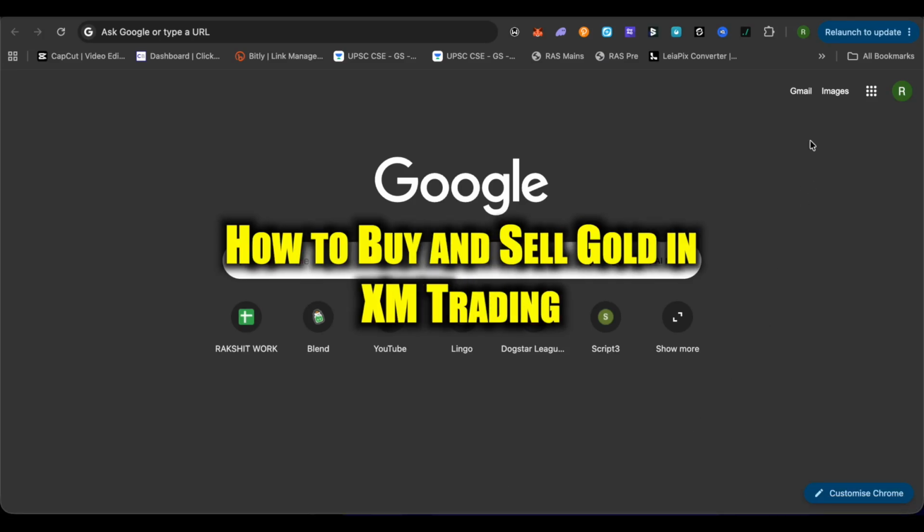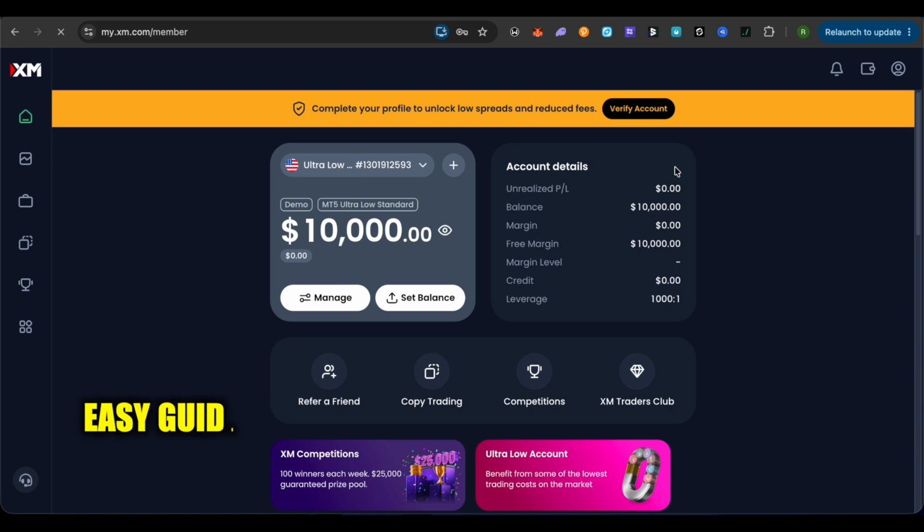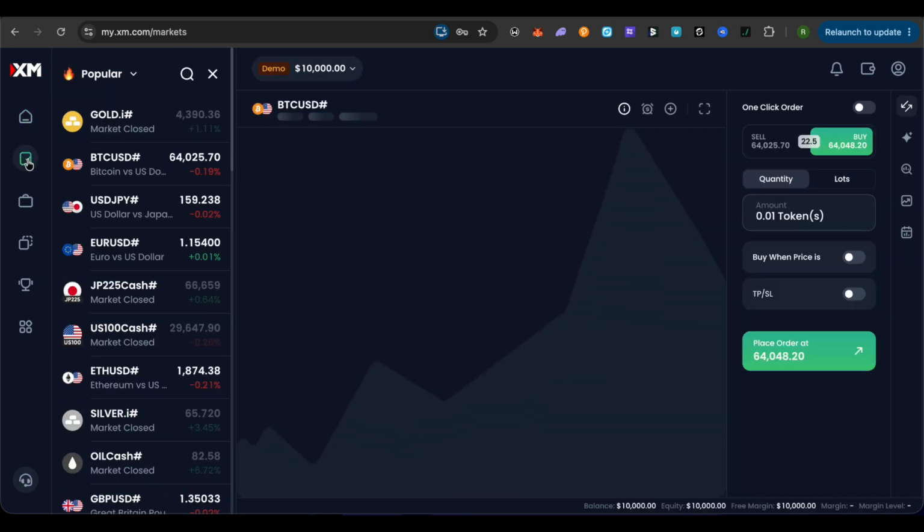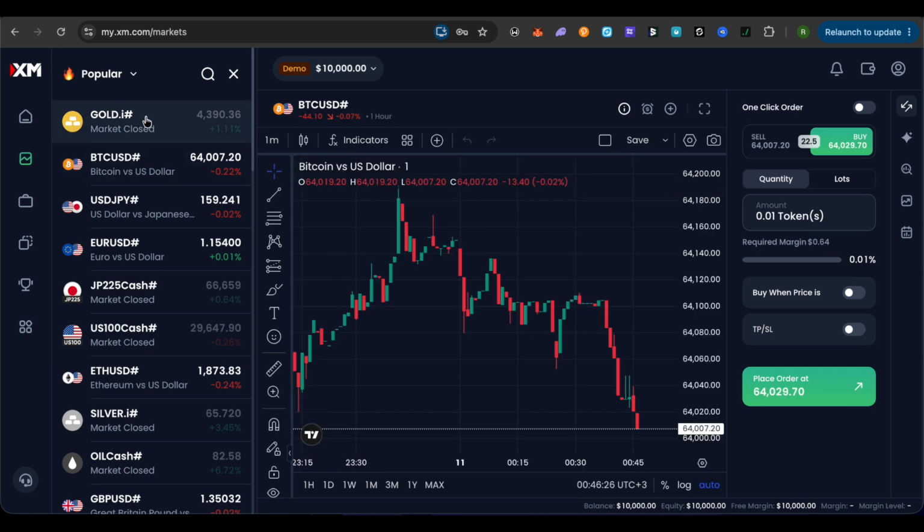Let's see how we can do it. For this, just simply open up XM trading, then select this option of markets on the left hand side panel, and here you would be able to find this option of gold over here.